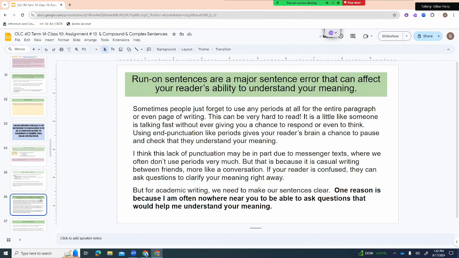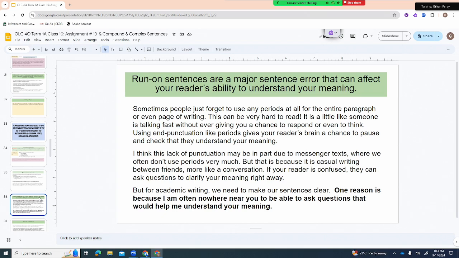And I think this lack of punctuation may be in part due to Facebook and Messenger texts, because when we do those kind of texts, we often don't use periods, but that's usually much shorter, and it's casual writing between friends, which is sort of more like a conversation, right? And if your reader is confused, they just ask you questions to clarify your meaning right away.